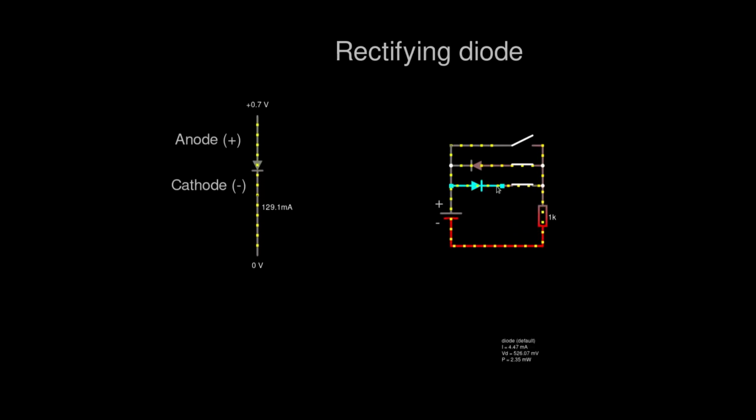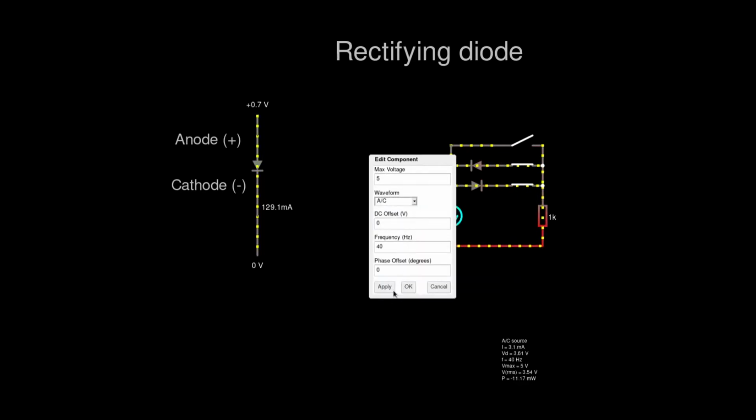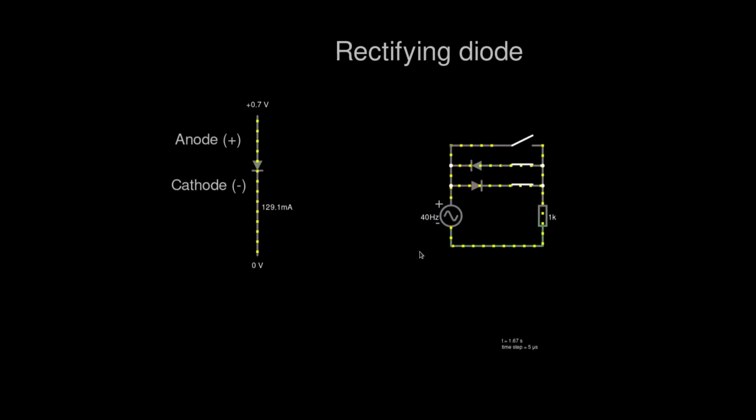What we can do to illustrate this a bit better is use, instead of a DC voltage source, an AC voltage source. So let's edit that to AC, and if we use AC, we can see that, well, actually in this case the plus and minus are irrelevant because they're constantly changing. And we can see that the current is going through one diode and then through another diode.